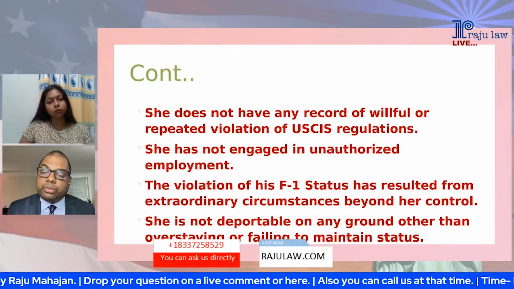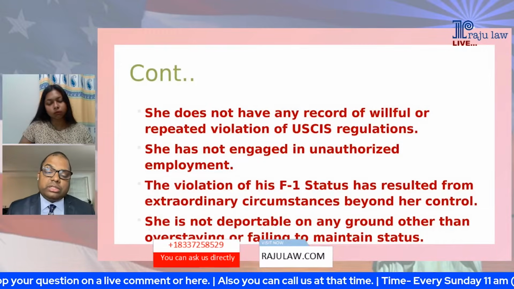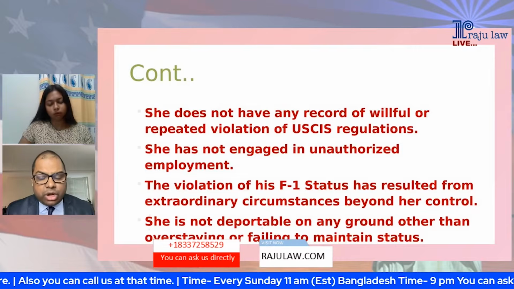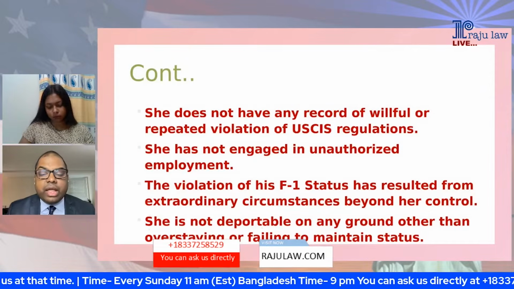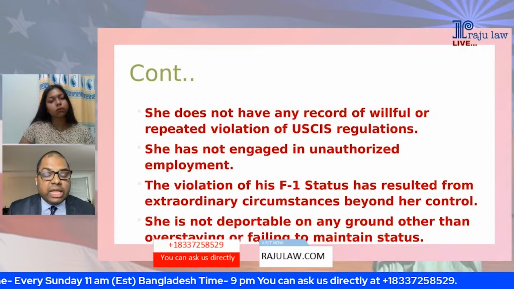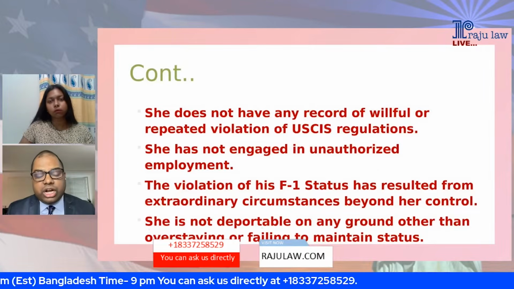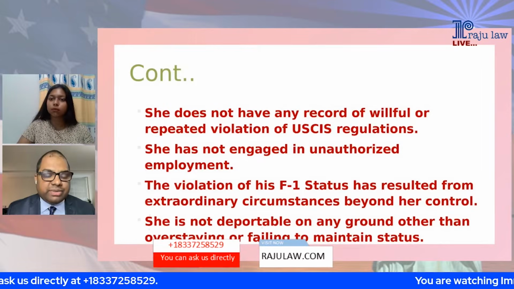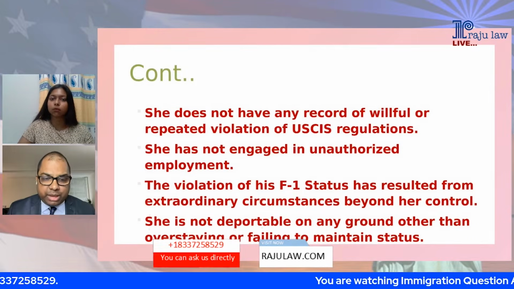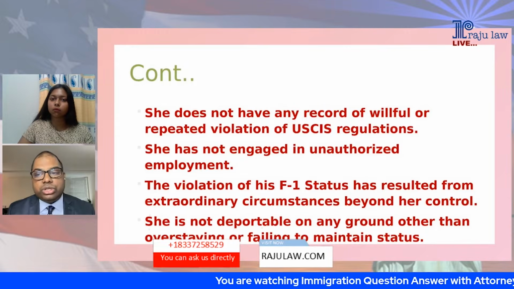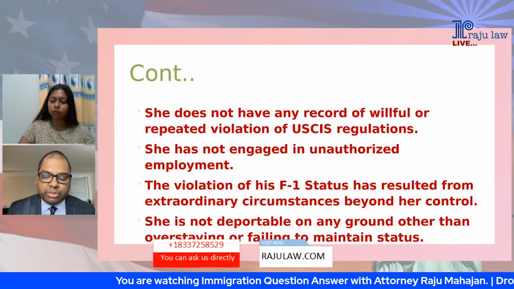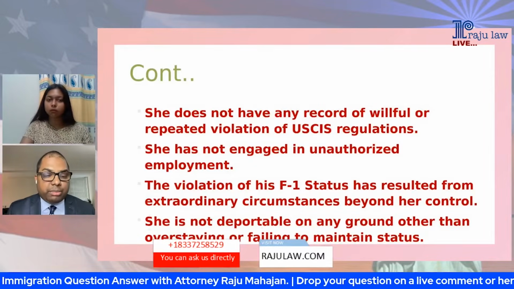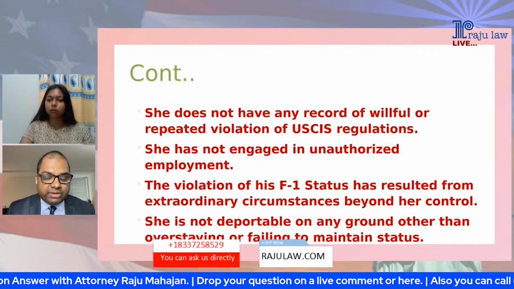She is not deportable on any grounds other than overstaying or failing to maintain status. So it's another topic. I'm not going to discuss that detail here. There are many grounds of deportability. So if you qualify for any of those grounds of deportability other than this, termination of your SEVIS record, then you may not get your reinstatement application approved. You have to be careful about those grounds of deportability. I will make another video sometime soon about grounds of deportability. But you have to remember that you cannot be qualified for any of those things.